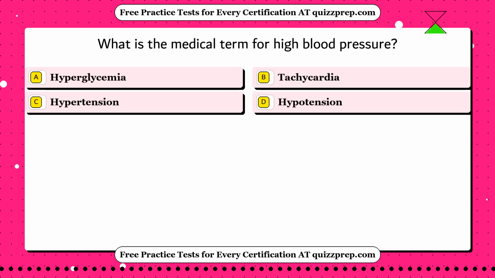Question 43. What is the medical term for high blood pressure? Option A, hyperglycemia. Option B, tachycardia. Option C, hypertension. Option D, hypotension.